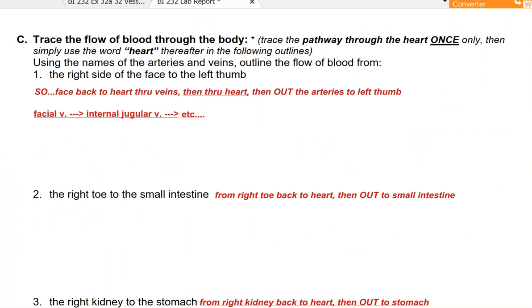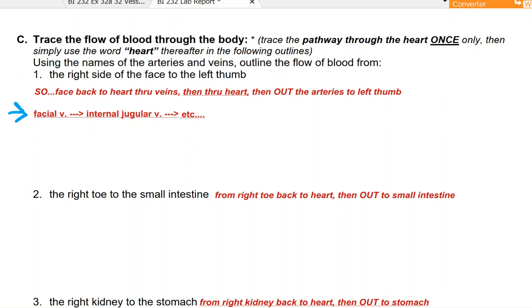So here we are at the vessel tracing stuff. Here's the first one right here, right side of face to the left thumb. On this one, you're going to go from the face back to the heart through veins. Then you're going to list all the vessels, valves, and chambers of the heart. Then you're going to go out through the arteries to the left thumb. And I've drawn an example, I started that process for you. So that's what I want it to look like.